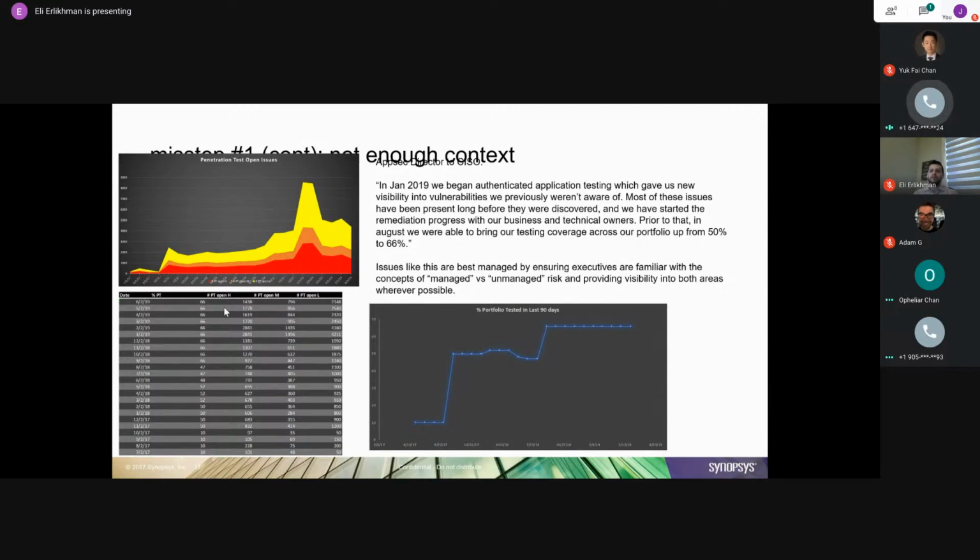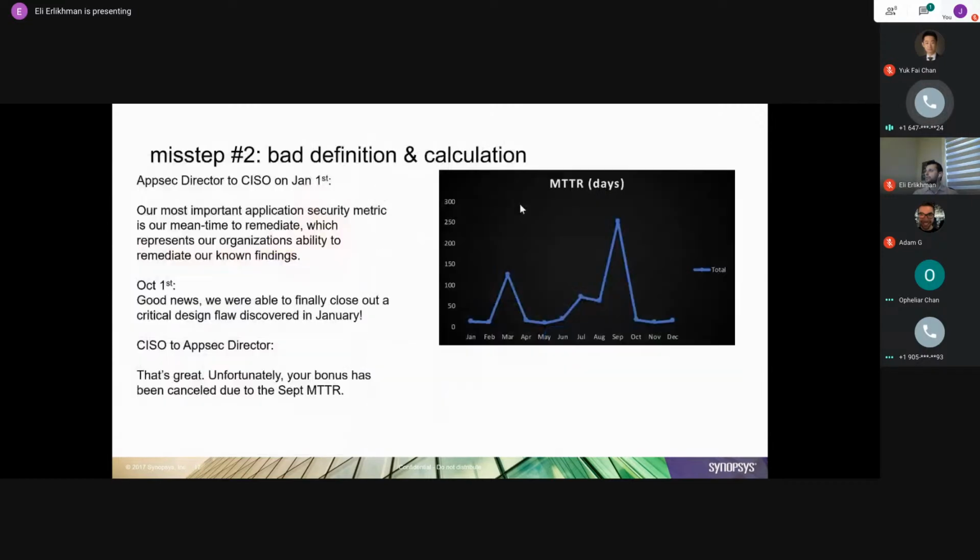So trending numbers on their own don't tell the full story. Okay, here's another one. Bad definition. Metrics, just like software, can have bugs. The way you define your metrics, your data collection, and your calculation can have bugs in it that produce wrong results.